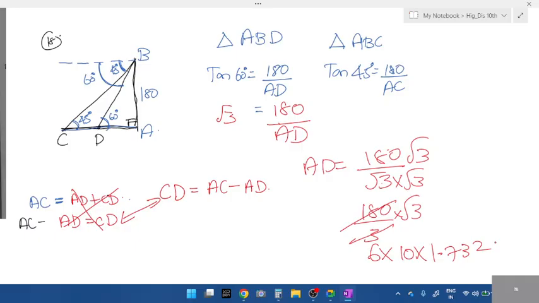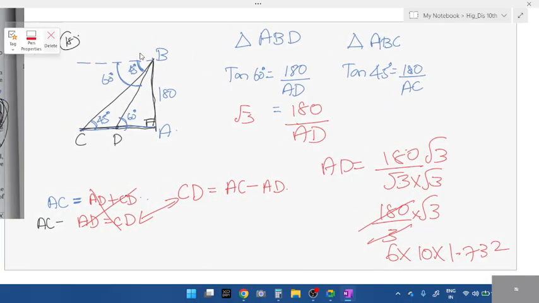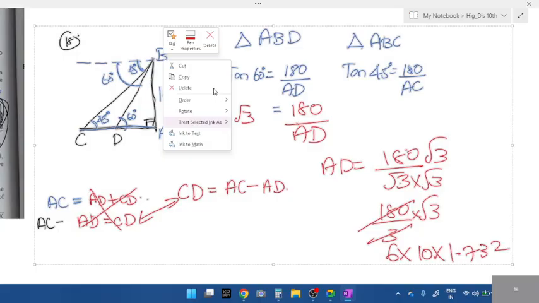Okay, 103.92. Fine. I want you all to try this for homework, students. Complete it for homework and send it to me. Is it clear? All of you? Done? Okay. Any doubts? Shall we move on to the next question?